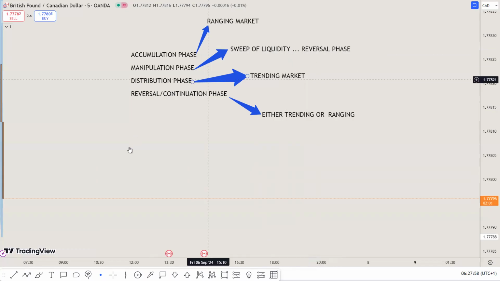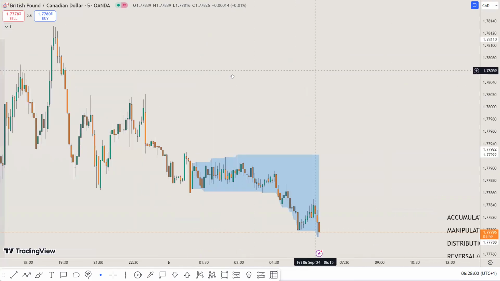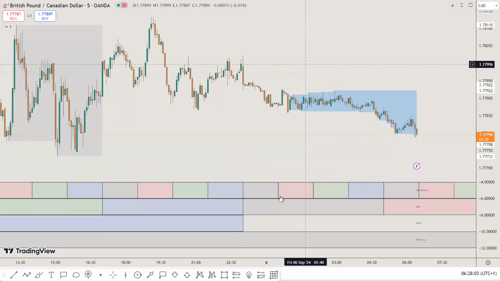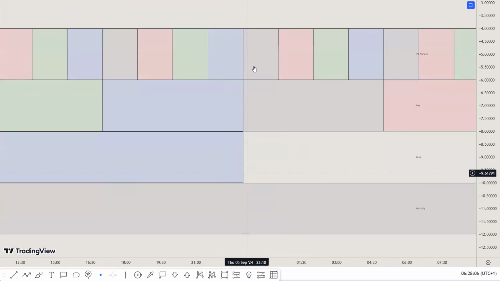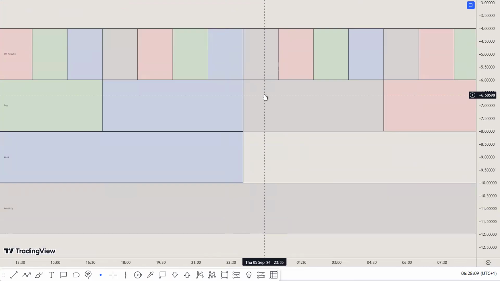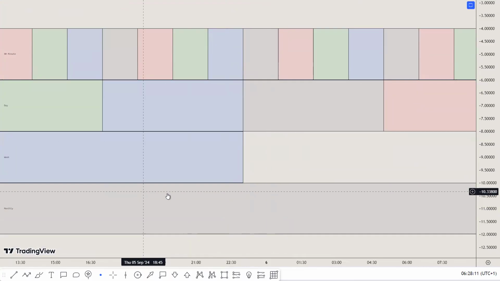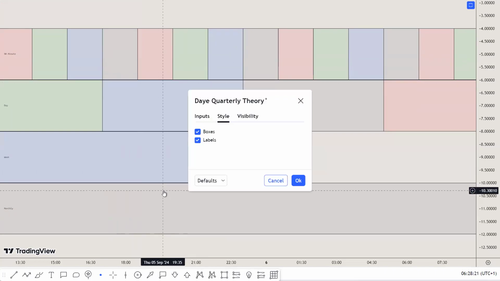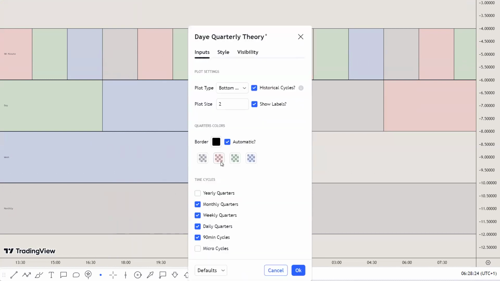All right. So now let's put up this tool for better clarification. This tool is divided into four circles: the monthly circle, the weekly circle, the daily circle, and of course the 90-minute circle. Now, it's good you take note of the colors, all right? The ash color, gray color, is the accumulation phase.